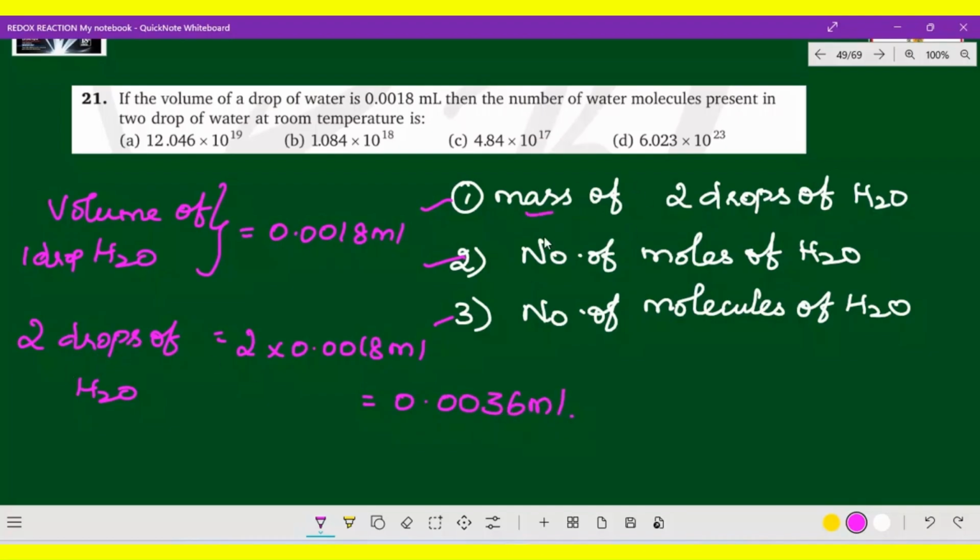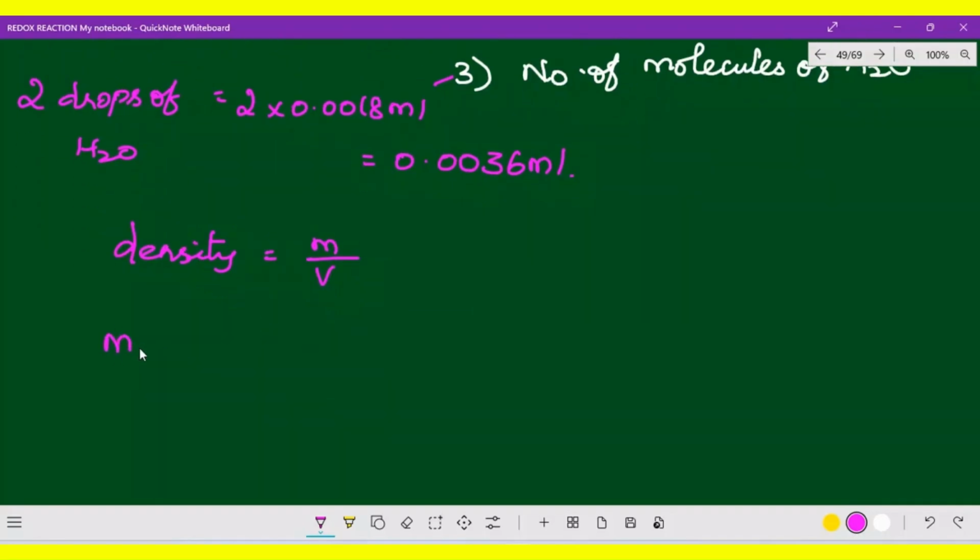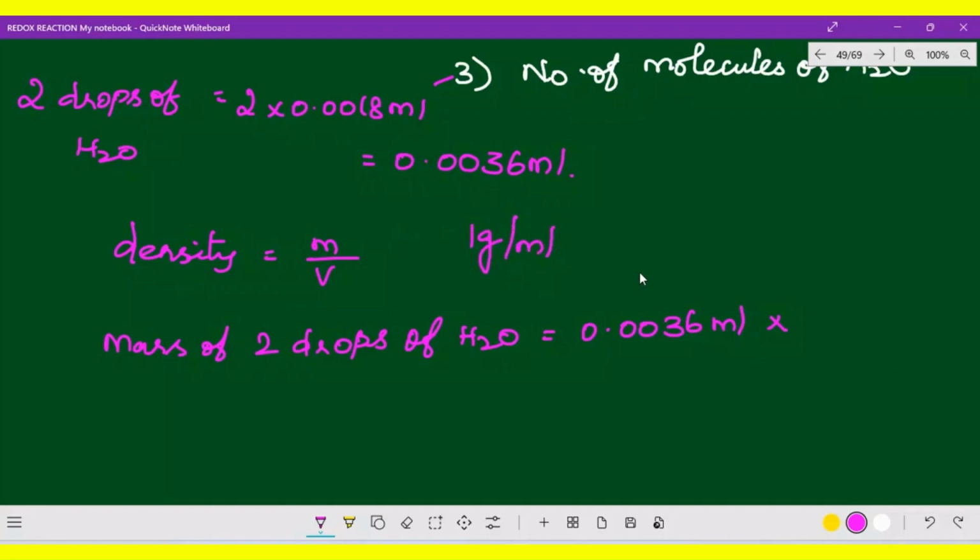Now we want the mass of 2 drops of water. Generally, when we want to find the mass, we can utilize the density formula. Density is mass by volume, right? So the mass of 2 drops of water equals 0.0036 ml into the density of water, which is 1 gram per ml.